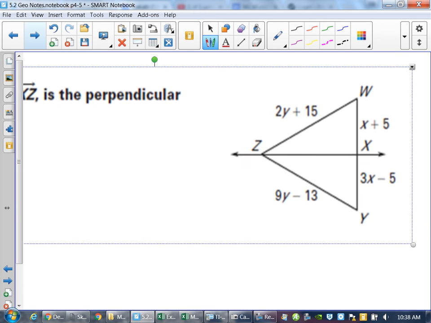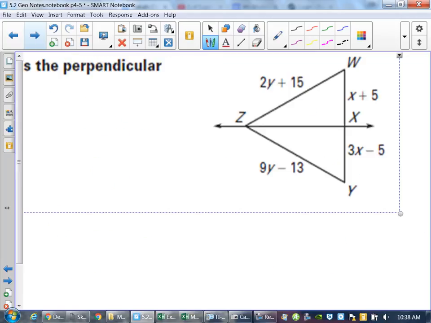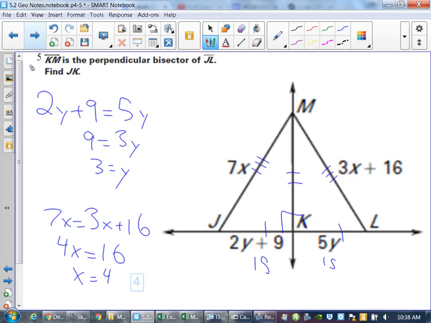So that's what JL would be. Oh, for this one? Yeah, the whole thing is 15 and 15. Same deal. Wait, can you go back for a second? Why'd you write 15? It was asking what JK was. So 2 times 3 plus 9 is 15. Oh.